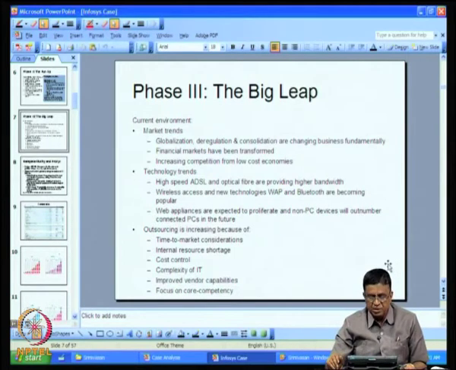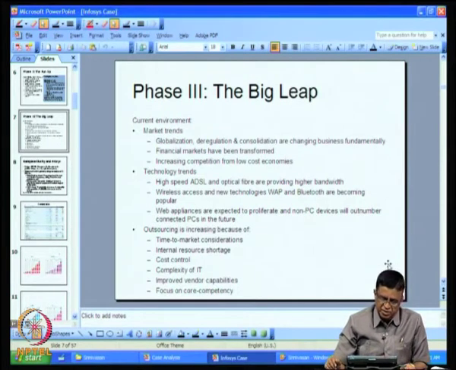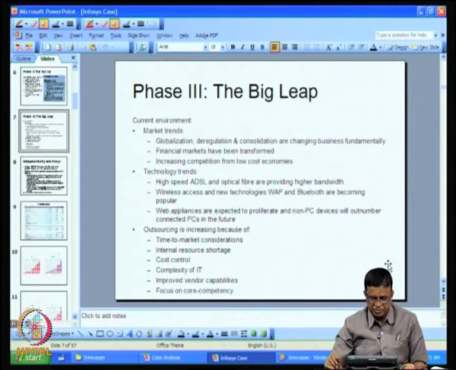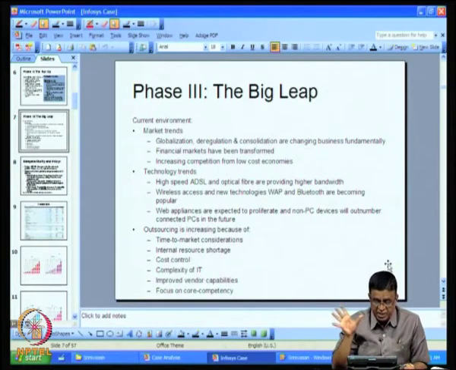Then what about the technology trends? You have high speed ADSL and optical fiber, they are providing higher bandwidth. Then wireless access and new technologies like WAP and Bluetooth are becoming popular. Then web appliances are expected to proliferate and non-PC devices will outnumber connected PCs in the future. This is the type of trend which is anticipated.